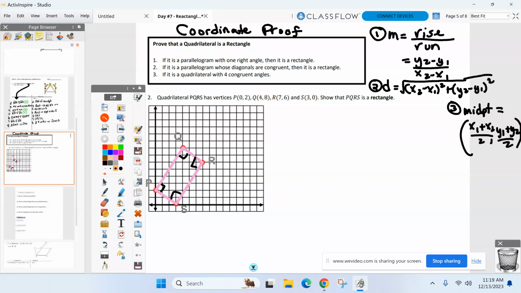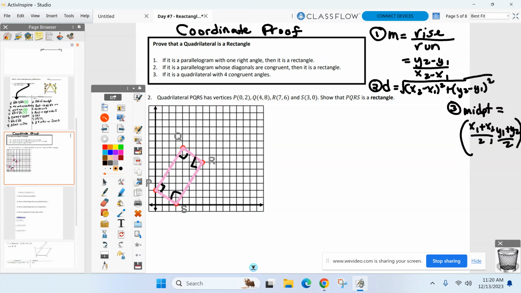Let's review our plan before I show you how to write a coordinate proof. We are going to show the slopes of all these are negative reciprocals of each other. Because if they're negative reciprocals, they're perpendicular. And what do perpendicular lines do? Forms right angles, I'll have a rectangle. So that's my goal. All right. Show the slopes are negative reciprocals, to say the lines are perpendicular, to say I have right angles, and then I have a rectangle. Now, how do I show all this?